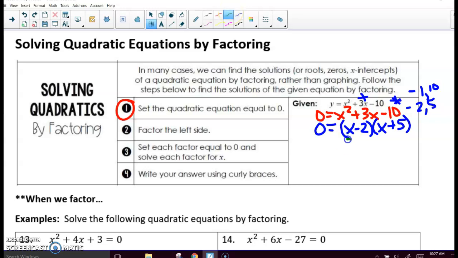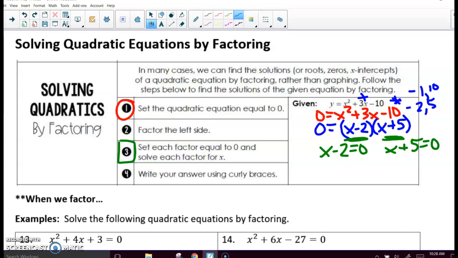So let's take a look at what we have. I am multiplying 2 things together, and I know the answer is 0. Well, if I'm multiplying something together and the answer is 0, that means one of them has to be 0. So step 3 tells us to set each factor equal to 0. So each factor is what I have in parentheses. So I'm going to set x minus 2 equal to 0, and my other factor of x plus 5 equal to 0.